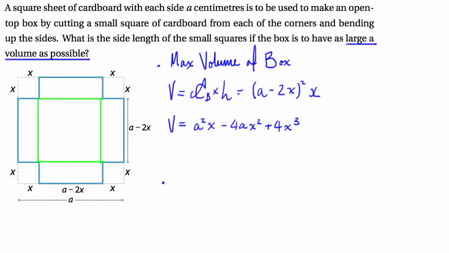Cool. Well, let's go about doing that. To be able to optimize this, we're going to have to differentiate volume in terms of x. So we're going to calculate dV/dx, which is equal to A squared minus 8Ax plus 12x squared. And the optimal value of our volume will occur when this is equal to 0.